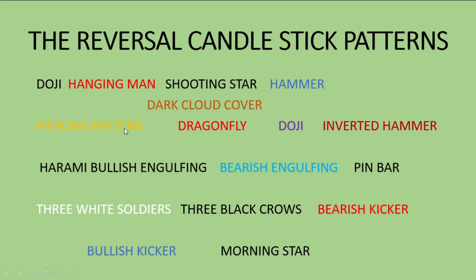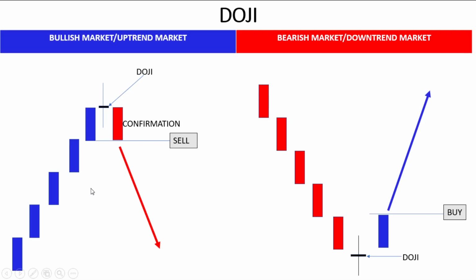We have these different types of candles that you need to keep in mind. We have doji, hanging man, shooting star, hammer, dark cloud cover, piercing pattern, dragonfly, inverted hammer, doji repeats itself. We have harami, bullish engulfing pattern, bearish engulfing, pin bars. We have three white soldiers, three black crows, bearish kicker, bullish kicker, morning star, shooting star, or evening star, as they call it. So let's see, how do these candles look? Shall we? Doji.